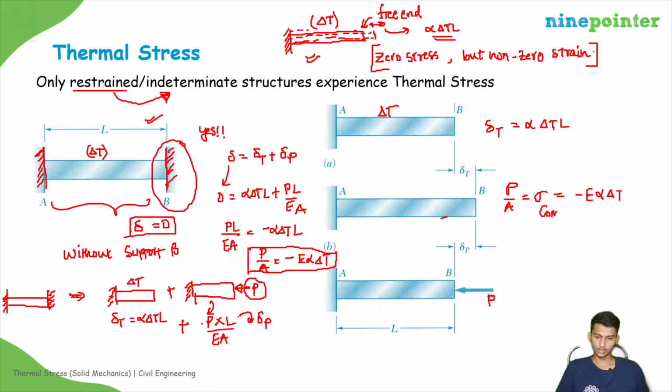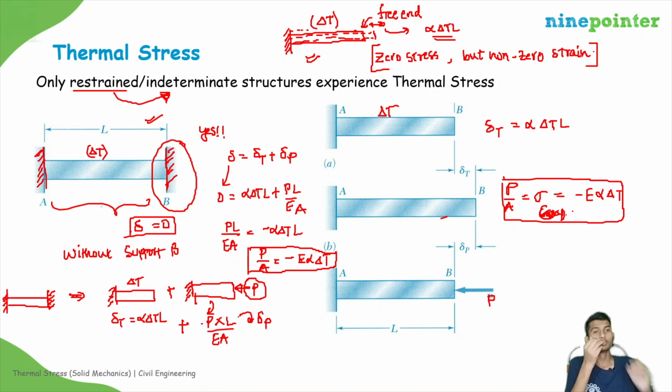So is this compressive in this case? I won't say it as compressive just from the sign. See, if delta T is positive, then the rod will try to elongate, but net elongation should be 0. So the reactive force which is developed due to the change in temperature will compress the rod, right? So it should be compressive. So if delta T is positive, then compressive stress, right?